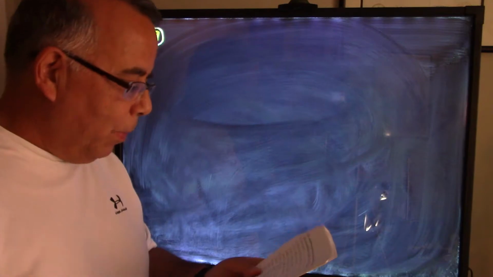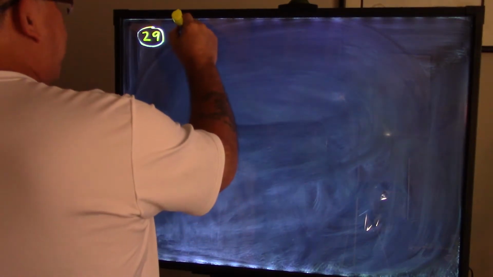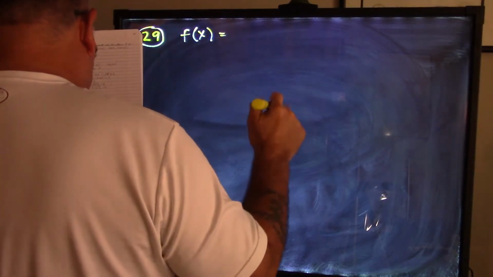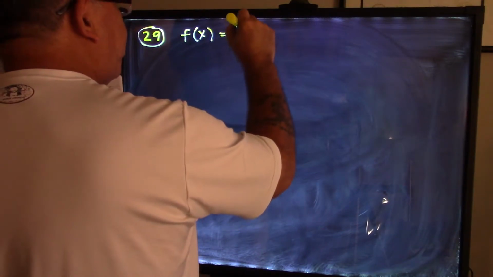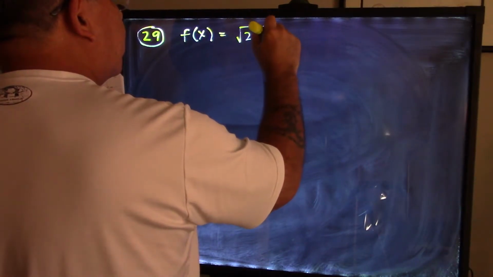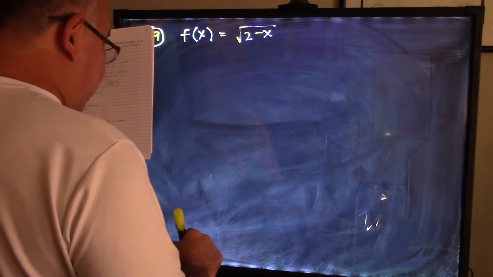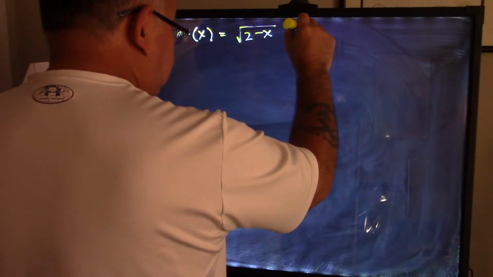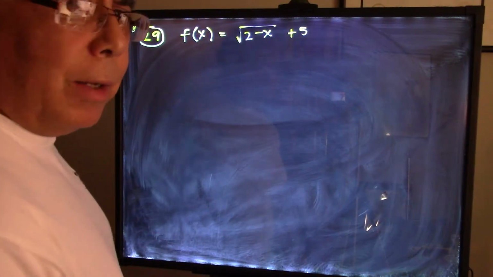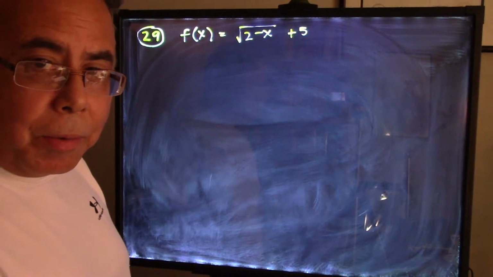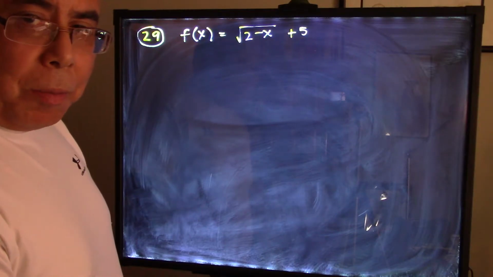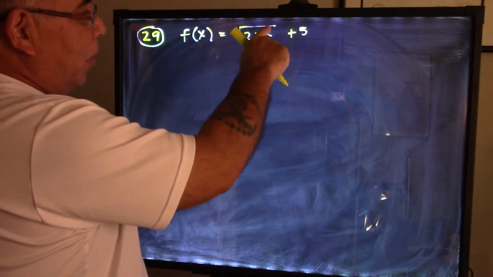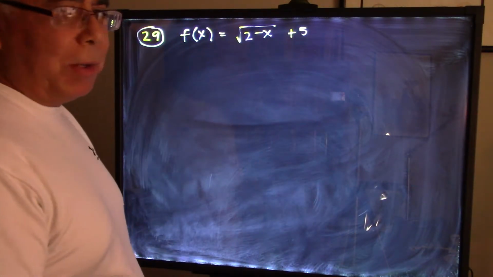Okay, problem 29. We have f of x equals square root of 2 minus x. That 2 minus x is all under the radical, and then outside the radical, plus 5. Now be careful when you write this, especially if you're taking a test and you're writing that down. You don't want your professor or instructor giving you points off for putting the 5 under the radical. Don't extend this radical line over the plus 5 because it doesn't belong there.